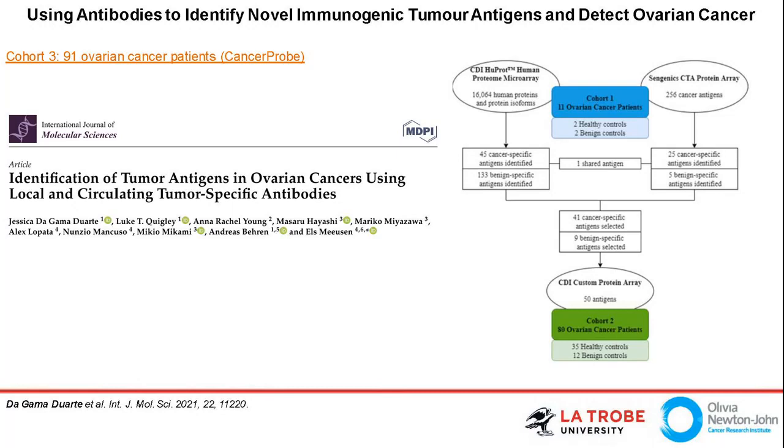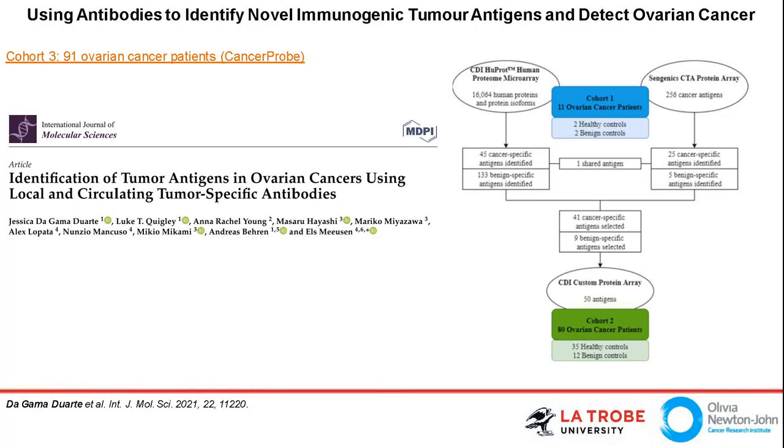And here we did something very similar, but we started with the discovery approach. So here we actually used the CDI HuProt array as well as the Sengenics CTA array to screen a cohort of 11 ovarian cancer patients. And here we had both serum, plasma, and also ASC probes from tumor-draining lymph nodes from these patients. And we identified different targets of interest.